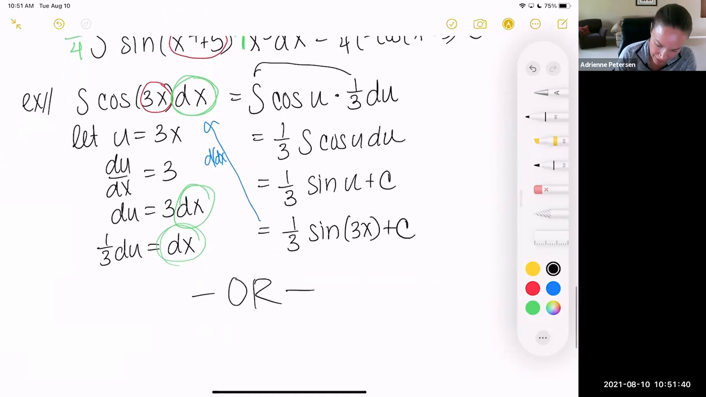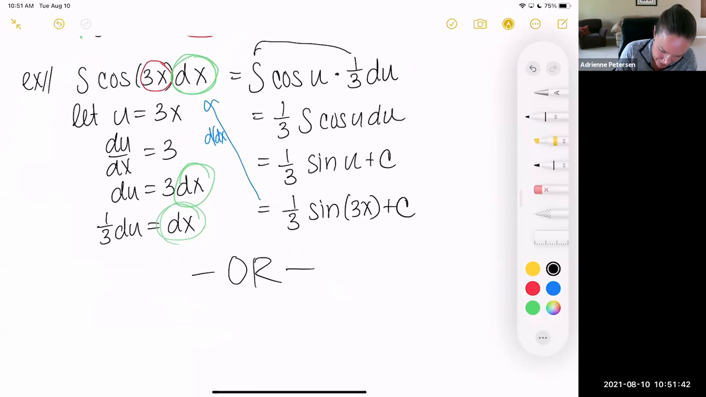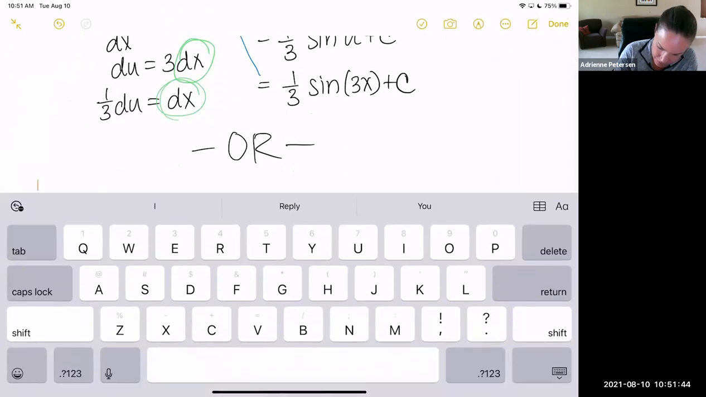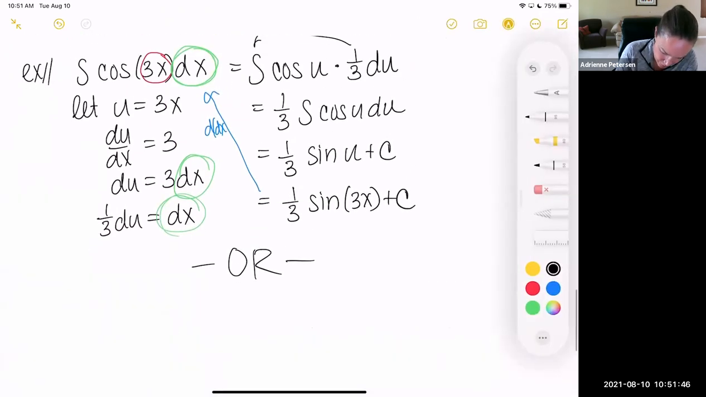Okay, so the way that I like to do this in my head, if you like shortcuts, let's start back with our original integral.